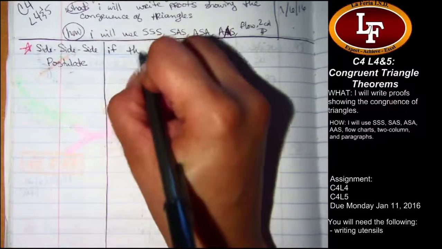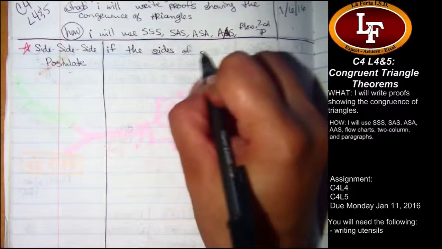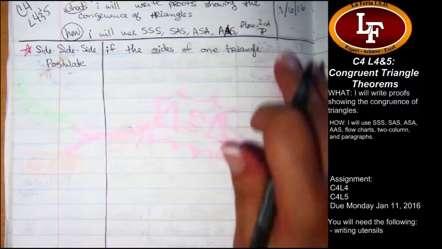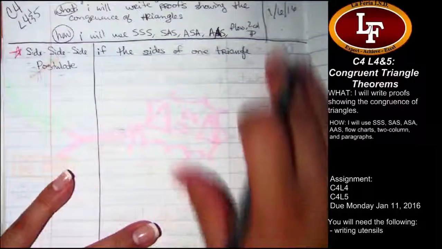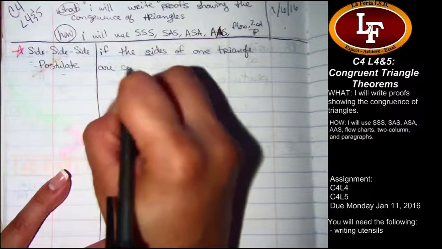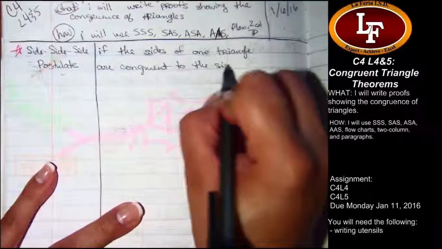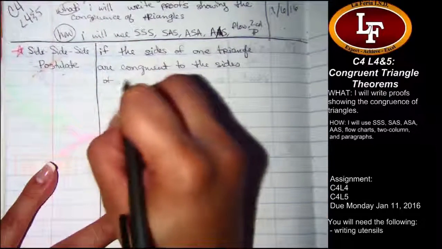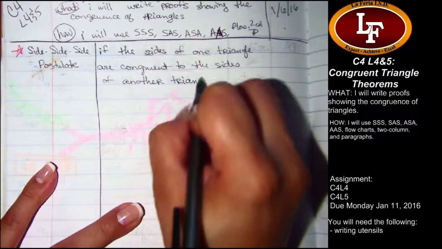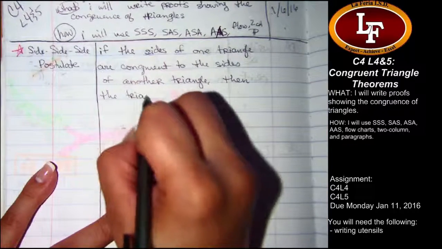And here's what the side, side, side postulate says. It says, if the sides of one triangle, and leave a little bit of space if you would here on the right-hand side so we can do just a little bit of diagrams. It doesn't have to be a huge amount of space. So if the sides of one triangle are congruent to the sides of another triangle, then the triangles are congruent.